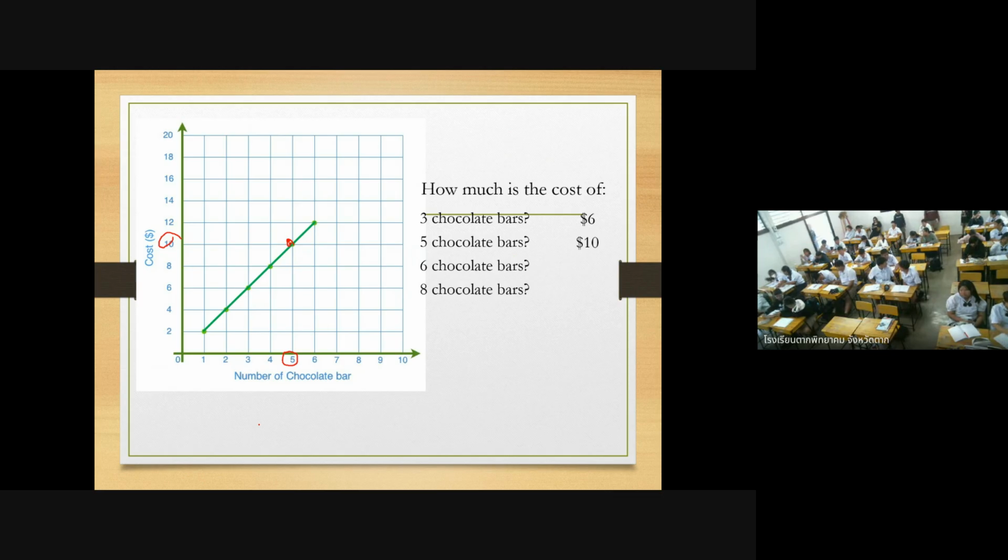How about if we're dealing with 6 chocolate bars? Okay, that would be 12. Why? We're dealing with 6 chocolate bars. Now, what it represents in dollars? That would be 12.